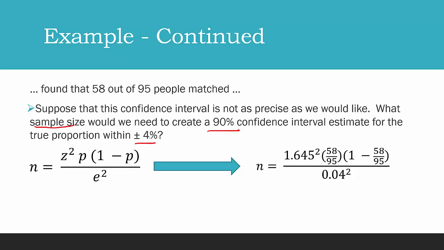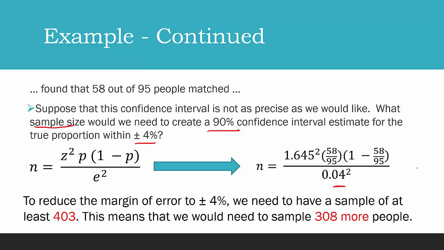And then we put our margin of error in decimal places. Since these are really fractions or proportions, we need to enter this in also as a proportion. When we simplify this fraction, we get 402 and some change. We always round up, so we're going to use a sample size of at least 403. Since we've already sampled 95 people, we only need to take a sample of 308 more people to reach our goal of 403. This would allow us to generate a confidence interval that is much more precise.